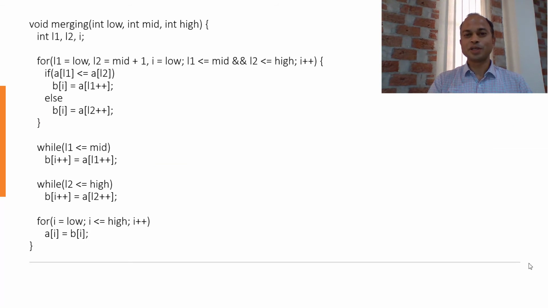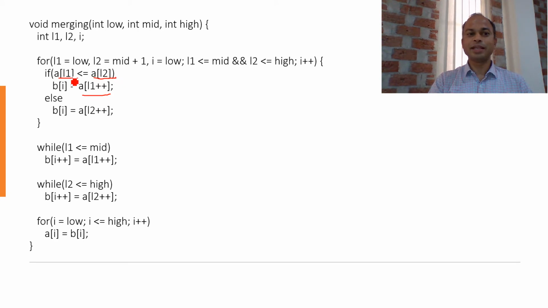If we talk about the code, then code is very easy. Whatever we performed in the example, the same job, same work is written in the form of a function. So we have here two subarrays. The first subarray is written here, and this is the first subarray. This is the second subarray.